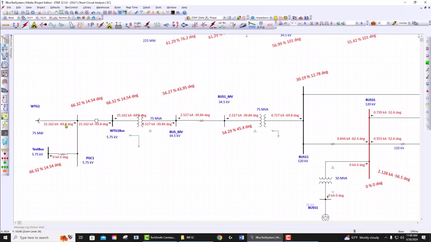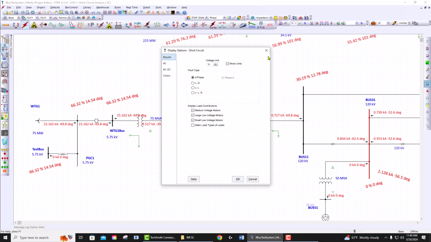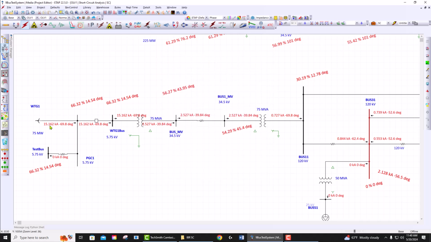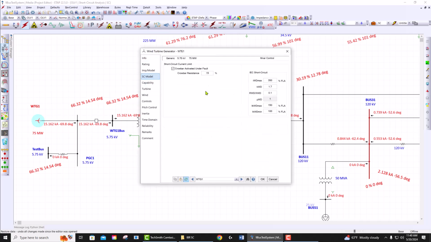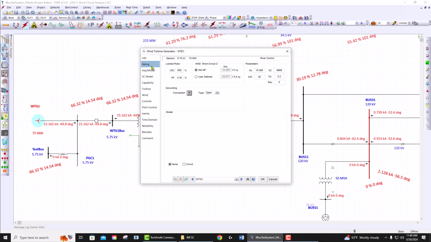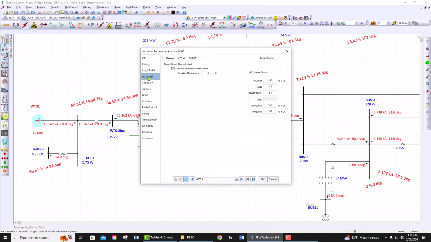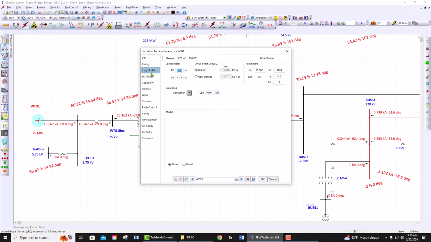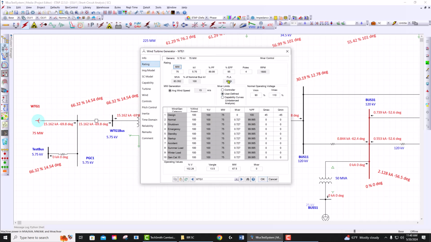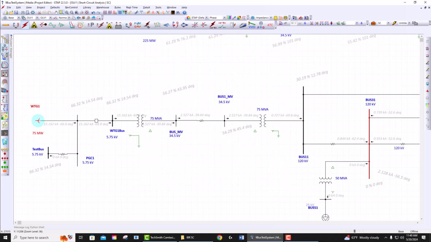Now let's look at the results. As you see, if you look at the three-phase fault current, the fault current you see there is around 15 kiloamperes, which was actually higher than the IBR short circuit value. And this is because of the WTG type 3. If you look at the FLA, it is about 8 kiloamperes. Now it behaves as an induction machine in this case.